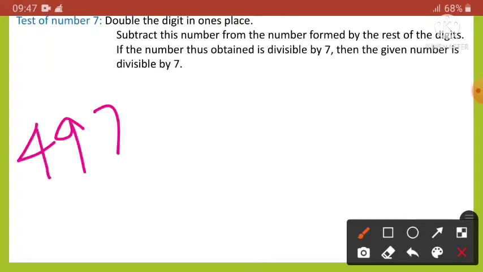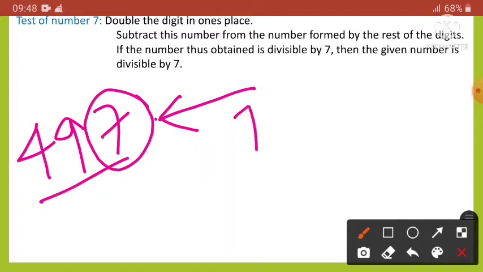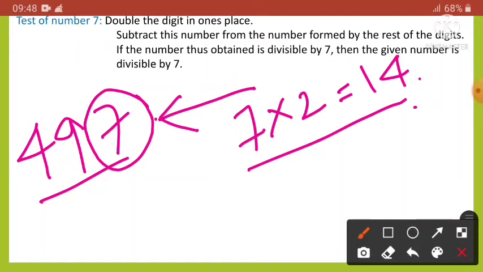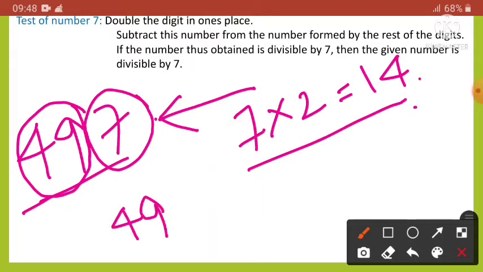Okay, suppose I am taking one example, 497. Is it divisible by 7? The first rule is we have to double the digit at ones place. So here it is 7. So 7 into 2, we have to double it, that is 14. Now we have to form the number by taking the rest of the digits. So what are the rest digits? 4 and 9, so the number formed by the rest of the digits here is 49.